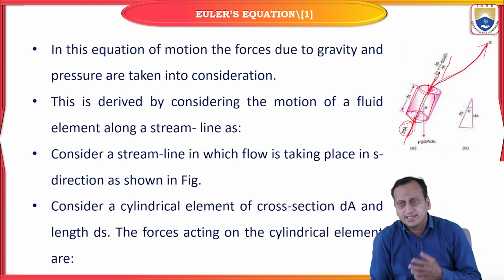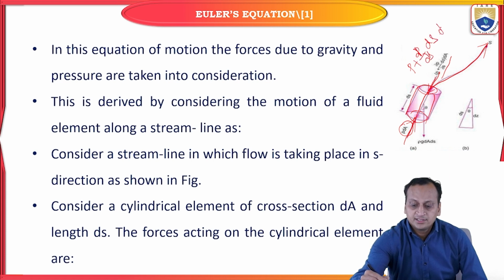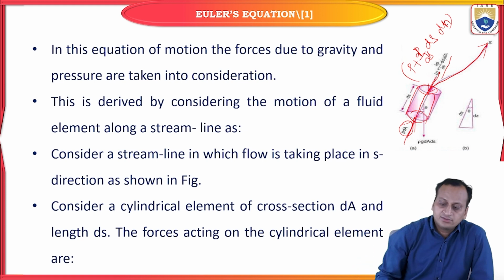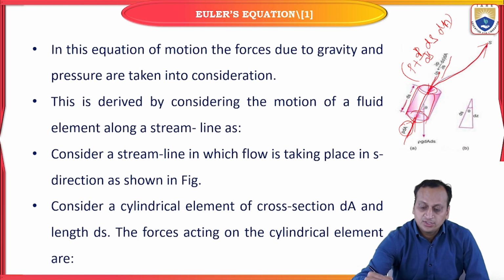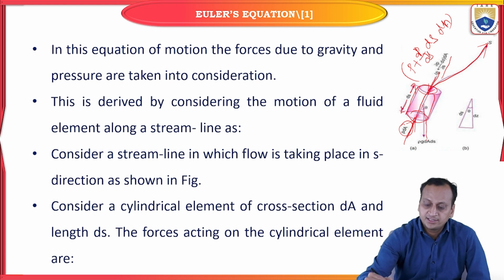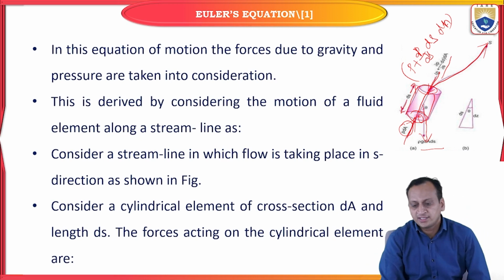By using Taylor series, we can derive this expression. At the inlet, it is PdA; at the outlet, what will be the pressure? P plus dou P by dou S into ds into dA. This can be derived as per the Taylor's equation. The ds indicates the length of the fluid particle, and the weight of the fluid particle acts downwards, equal to rho g into dA ds at an angle of theta. The angle theta indicates the angle between the weight of the fluid element and the fluid particle direction.